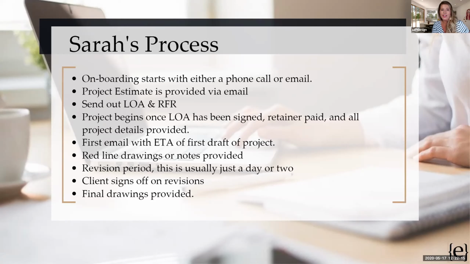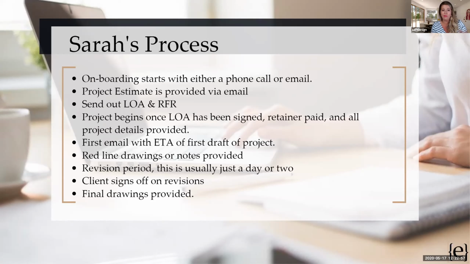So after that gets sent out, the project begins once I've received that signed LOA, the retainer's been paid, and all the details for the project have been provided, just like Kelly. I don't start that clock until I have everything. Then I provide an ETA for the first pass on drawings, and at a minimum I'm 2 weeks out. Sometimes it gets longer, and I have designers that are perfectly fine waiting. If they're not, then I'll pass them along to somebody else, because I understand sometimes 3.5 weeks is a long time to wait for something.